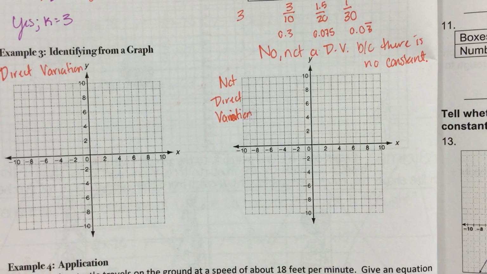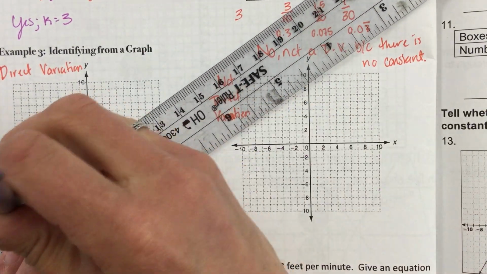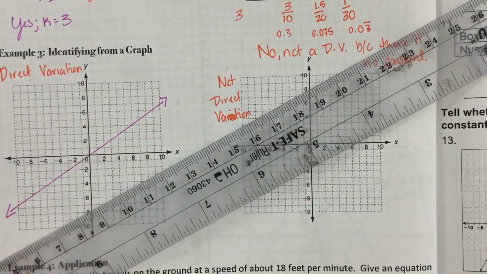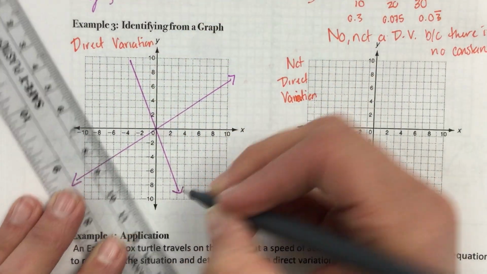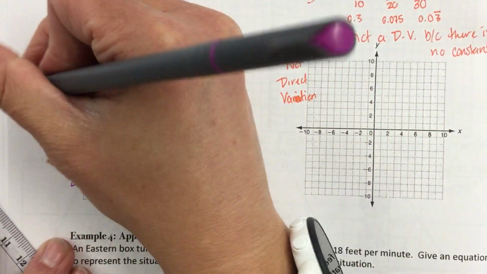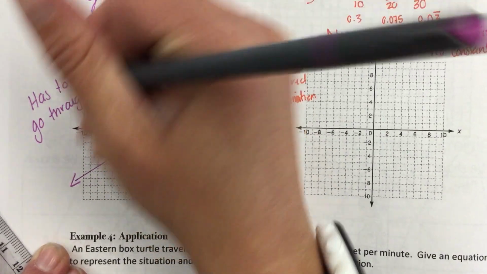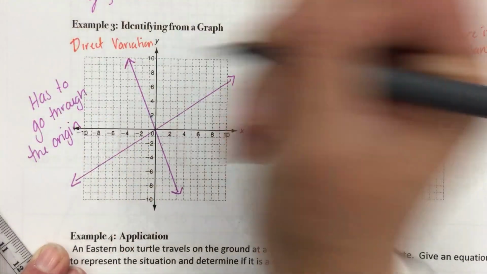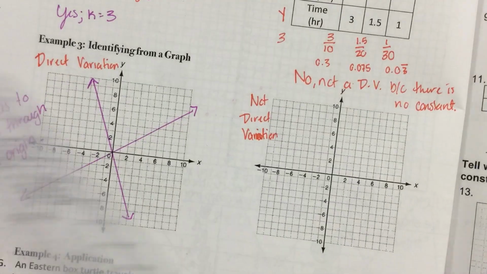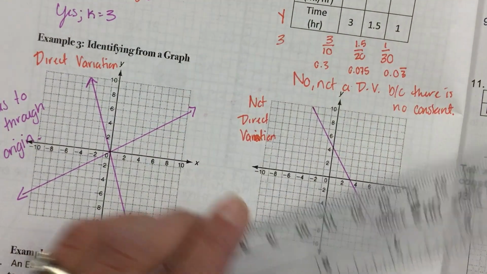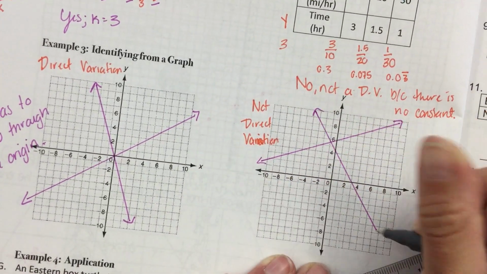Okay, so the rule with direct variation is that it has to go through the middle, the origin. It can be going up with a positive slope, or it could have a negative slope, as long as it goes through the origin. So you might want to write that on there: has to go through the origin. And then not a direct variation would just be any graph that didn't go through the origin.